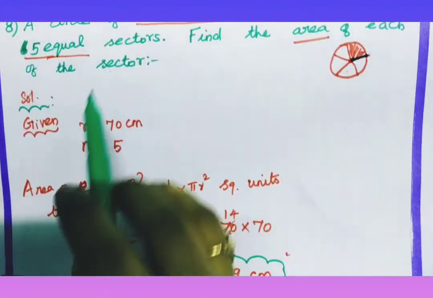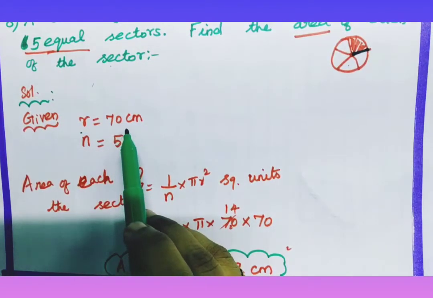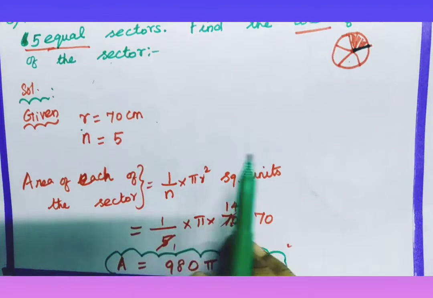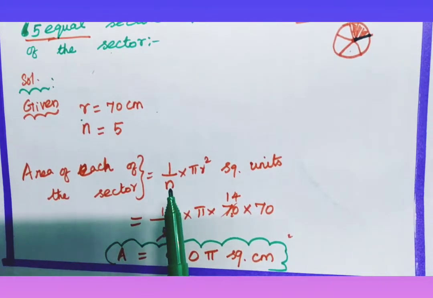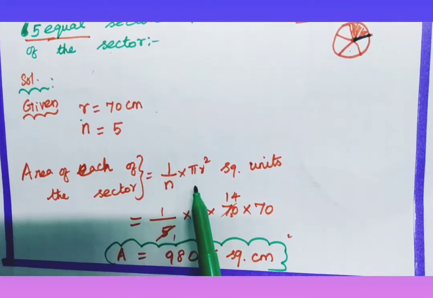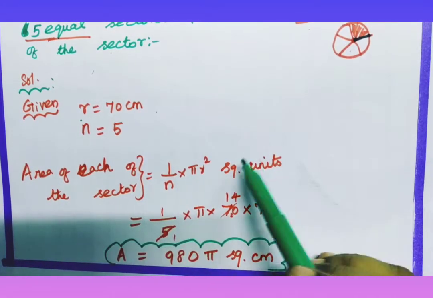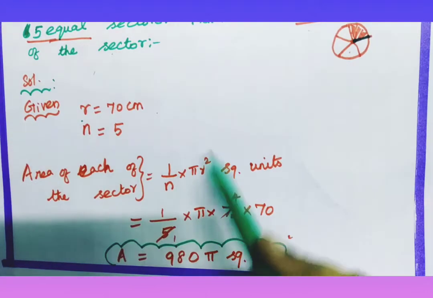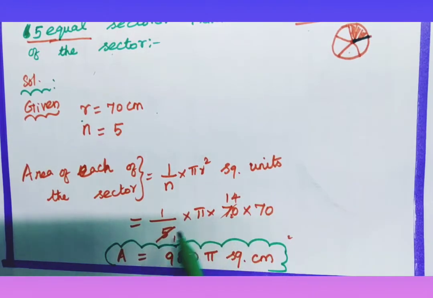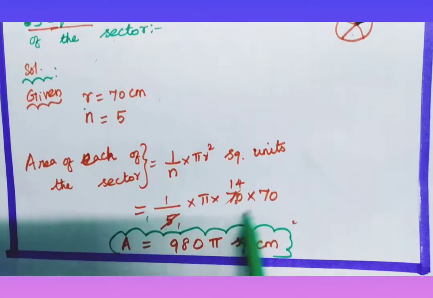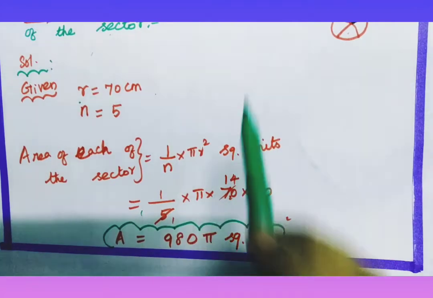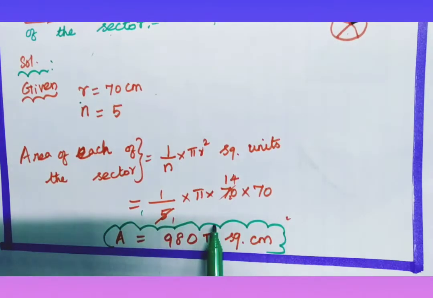Okay. So, r is equal to, given, 70 centimeter. n is equal to 5. So, the area of each of the sector formula is 1 by n into area. So, pi r squared. You can remember it. Length is 2 pi r. Okay. So, now you can substitute, cancel it, you will get the value. Pi value is not given in the question, so you can take it as it is.